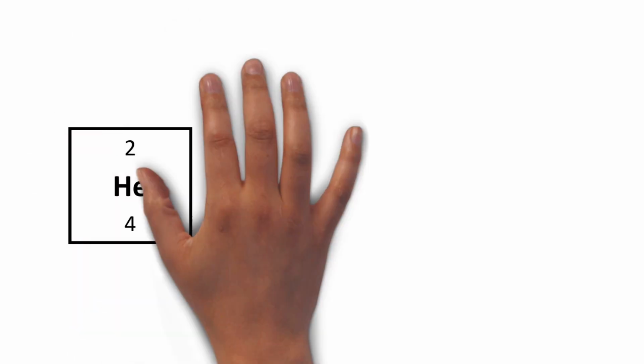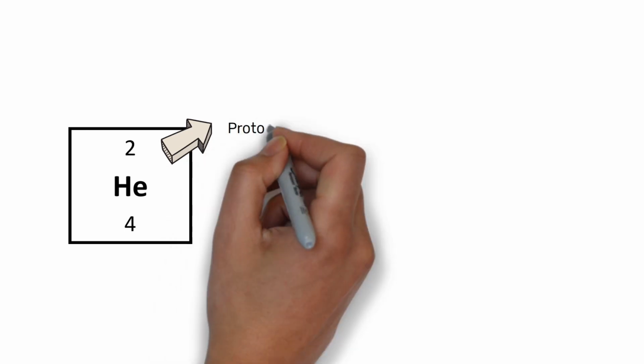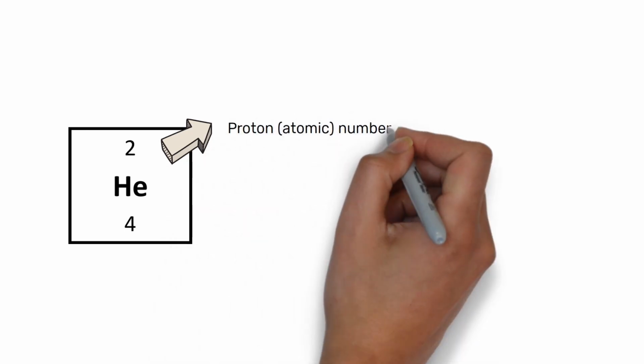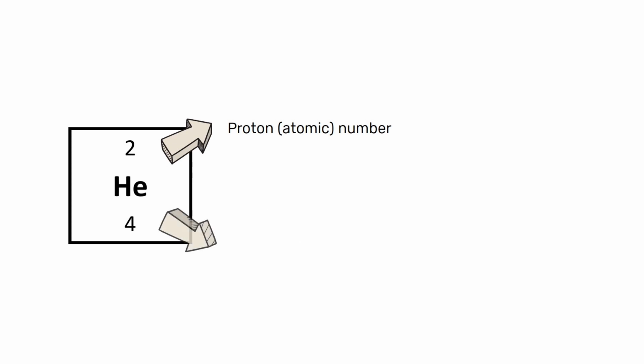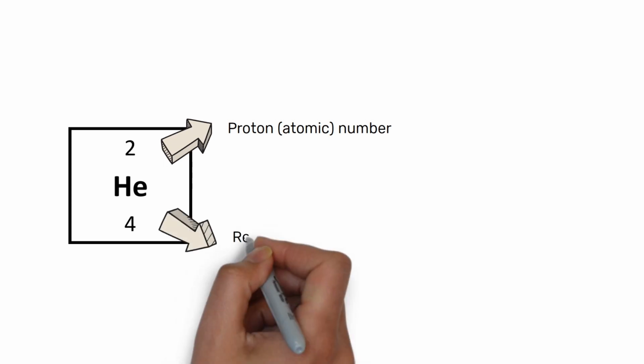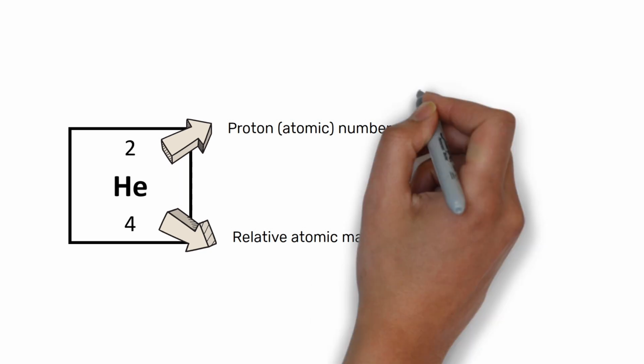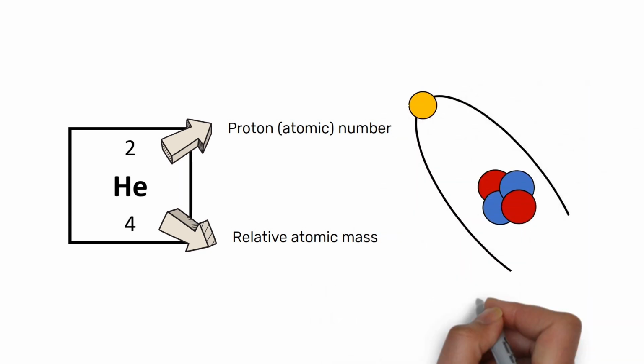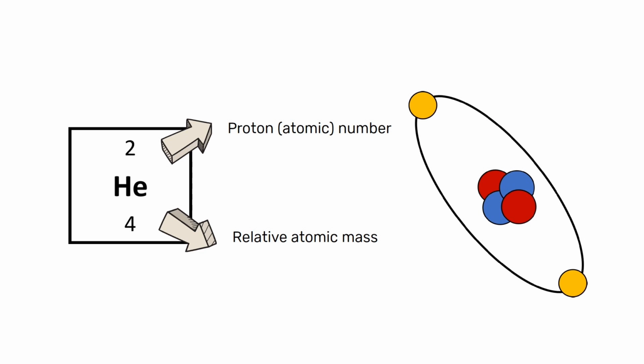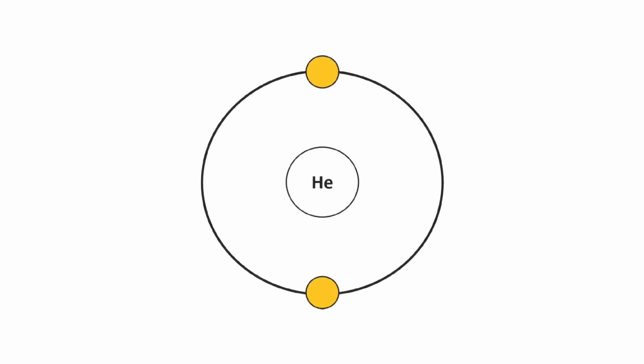So now we look at an example, which is a helium element. At the top, we have the proton or atomic number, and at the bottom, we have the relative atomic mass. On the right, this is an example of a helium atom where there are 2 protons, 2 neutrons, and 2 electrons. This is the electronic configuration of helium.